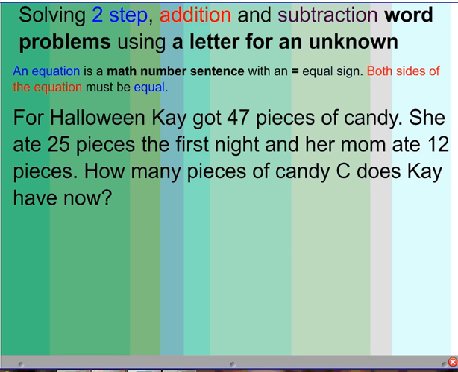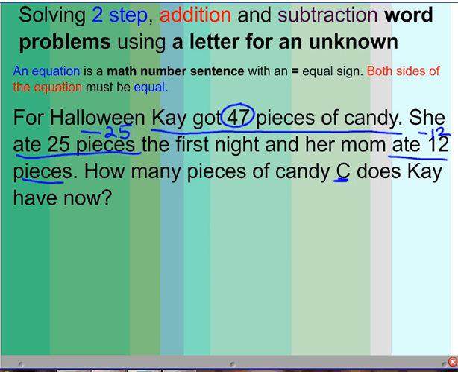So for Halloween, Kay got 47 pieces of candy. We would underline the 47 pieces of candy that Kay got. That's important information. Sometimes we can circle the number too. That helps us. She ate 25 pieces the first night. If she ate it, she's subtracting it, so we might want to write take away 25 there. And her mom ate 12 pieces. If her mom ate 12 pieces, I might want to put a subtract 12 there. How many pieces of candy, C is the unknown variable, does Kay have now?